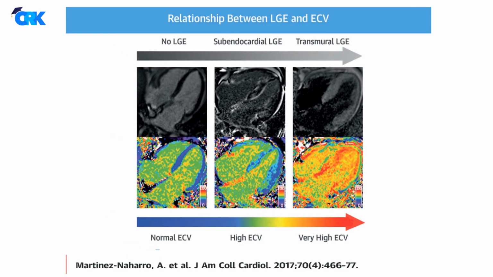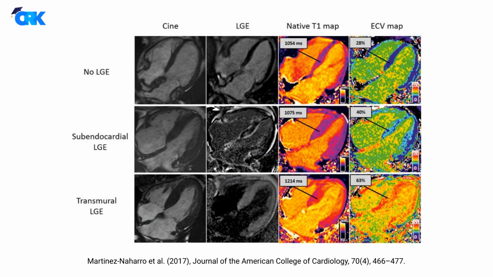This progression reflects the underlying biology. Amyloid deposits begin near the endocardium and spread outward toward the epicardium. Alongside this, there's a corresponding increase in native T1 values and extracellular volume, ECV, both of which signal expanding interstitial space and fibrosis. Let's look at how this appears in actual patients.